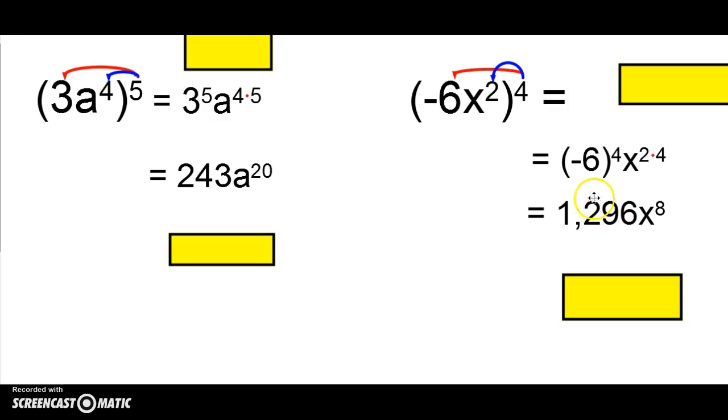So do you see how I got this one? I just used the calculator. Don't try to do it mentally or on paper. Just use your calculator. Negative 6 times negative 6 times negative 6 times negative 6 to get 1,296.